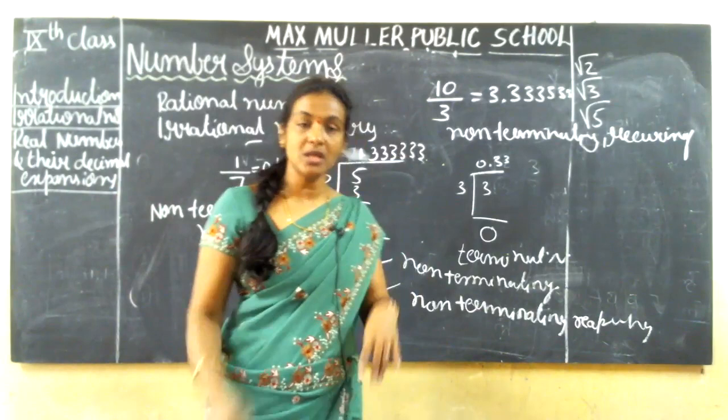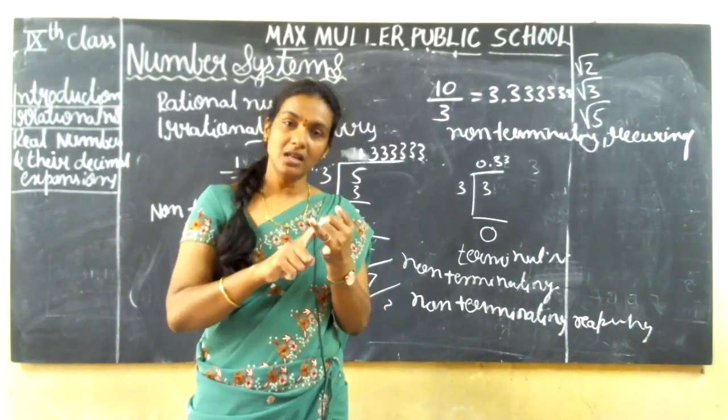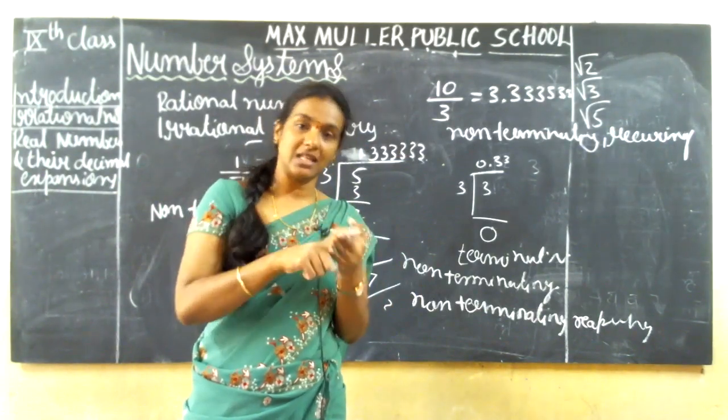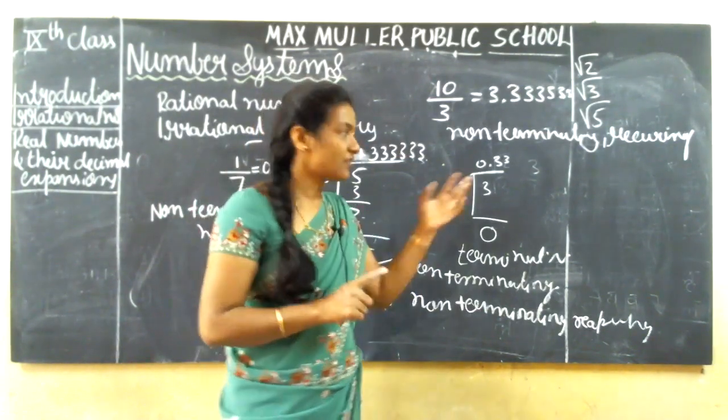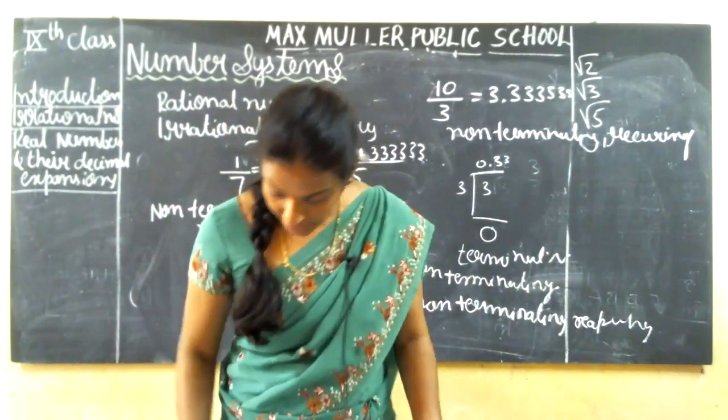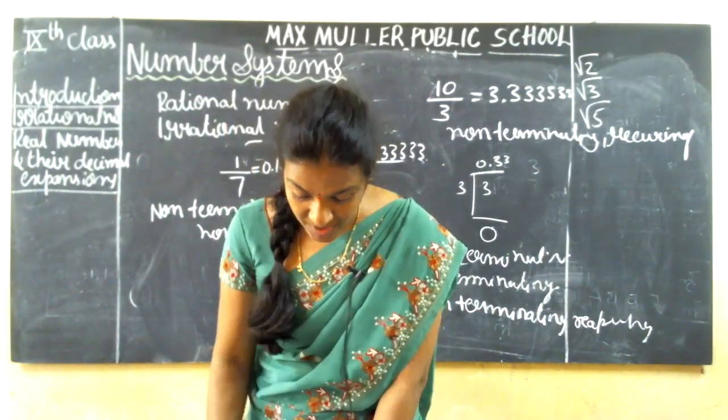We can say this one: terminating, non-terminating recurring or repeating, non-terminating non-recurring. Understood? Understood the difference here? Clear, guys? I hope it is clear. Okay. Next concept comes here.